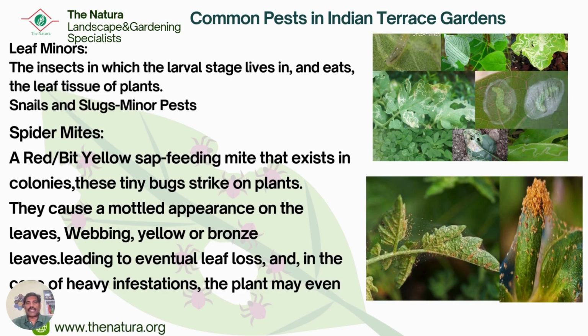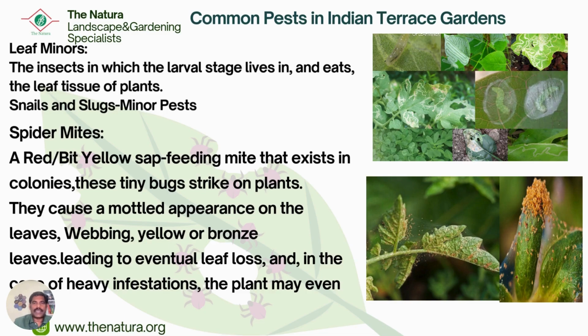And some minor insects. Leaf miners, insects whose larval stage lives in and eats inside the leaves. You can see these kinds of symptoms. These are called leaf miners. So this is not a major pest, but you should observe what all these things are so that you can know how these pests are creating issues in our garden plants.